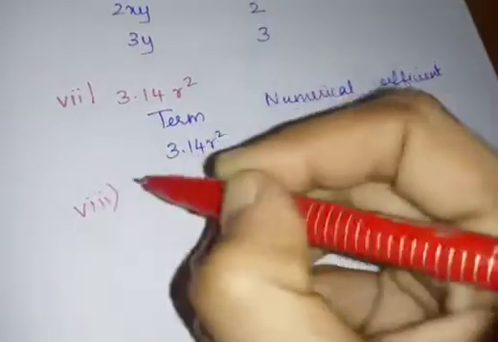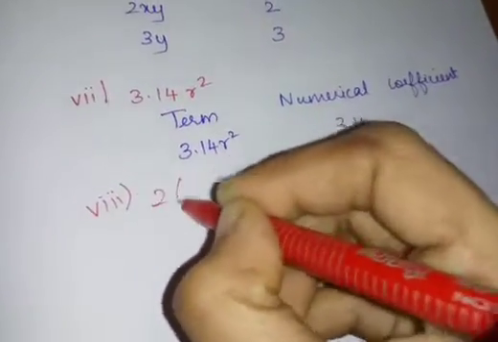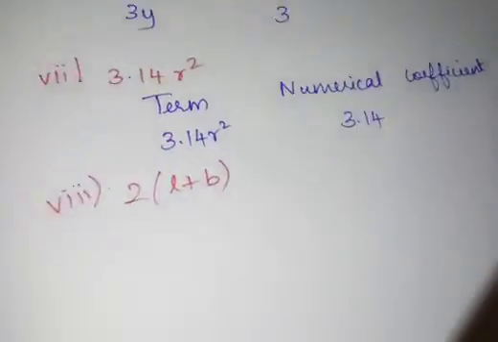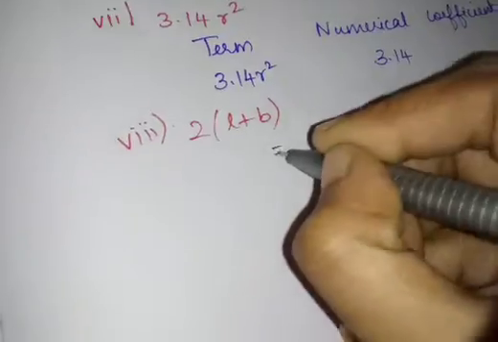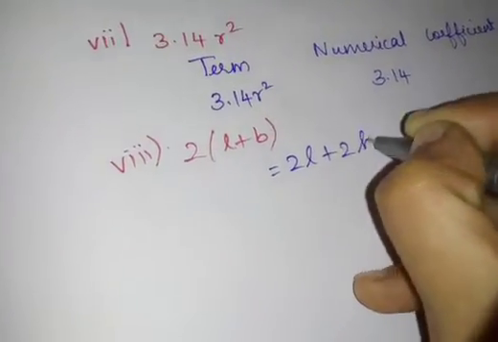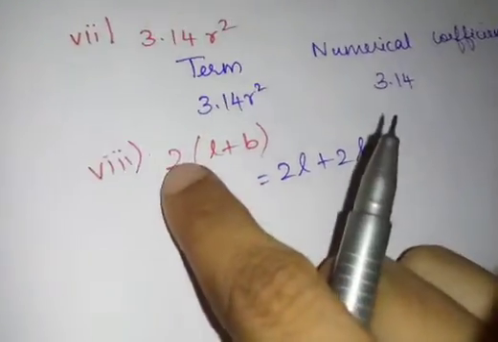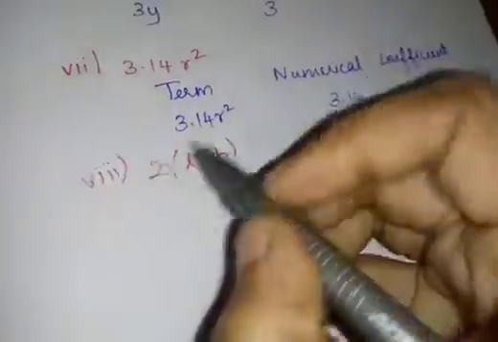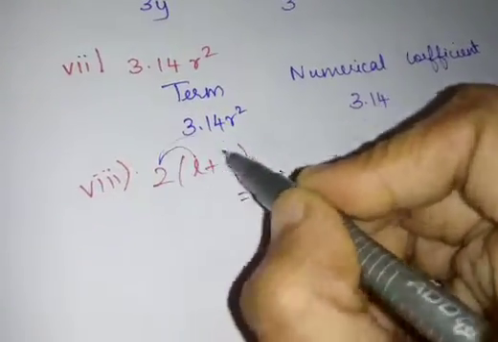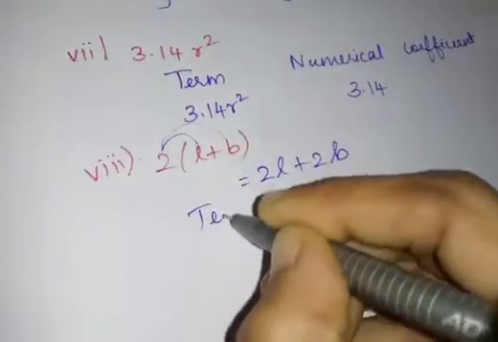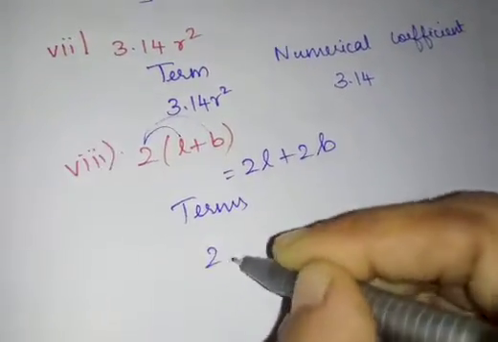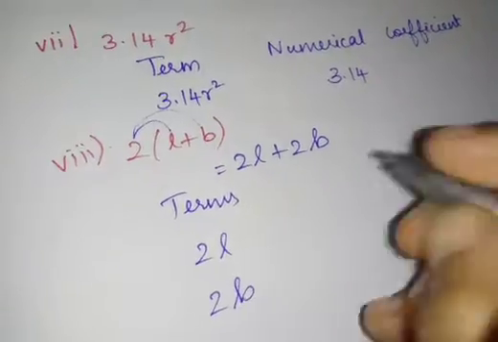Next, 8th problem. 2 into L plus B. Yes, 2 into L plus B. How can you write this, children? 2L plus 2B. Why? Because this 2 is common for L as well as B. So you can multiply this 2 and L, and it becomes 2 terms, right? So how many terms are there? 2L is one term, 2B is one term.